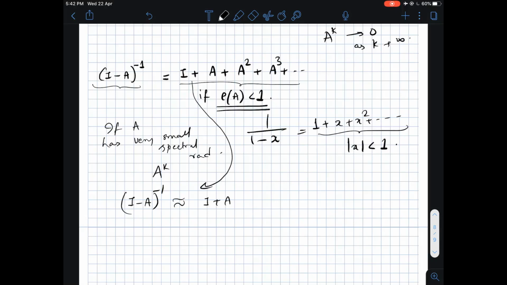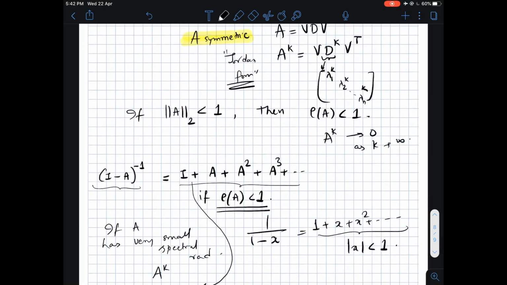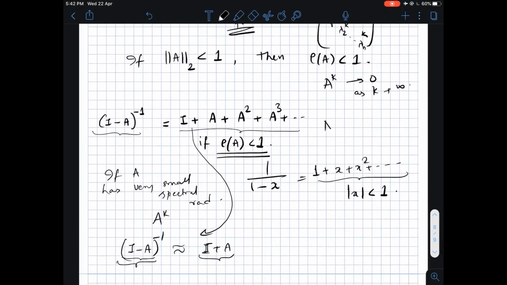If you know in advance that your matrix A has a very small norm, then to invert I minus A, I could simply approximate it with I plus A. Remember, this is just adding the identity to the diagonal entries of A, so it's just linear order n operations instead of the order n cube that you would need to actually invert the matrix. So this is called the Neumann series.